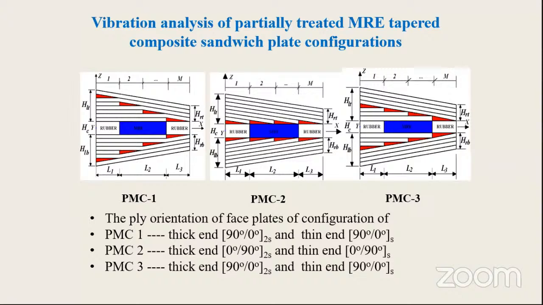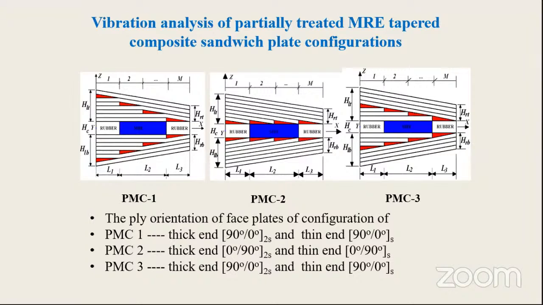Then we'll see the partial treatment. Partial treatment is advantageous in two cases, because we don't need MRE or MRF throughout the structure. We need it only at a particular location where there is more flapping action or more reduction in the vibration needed. So in that case, there is no need to apply the MRE or MRF throughout the structure. We can use it at only one particular location in the form of patches.